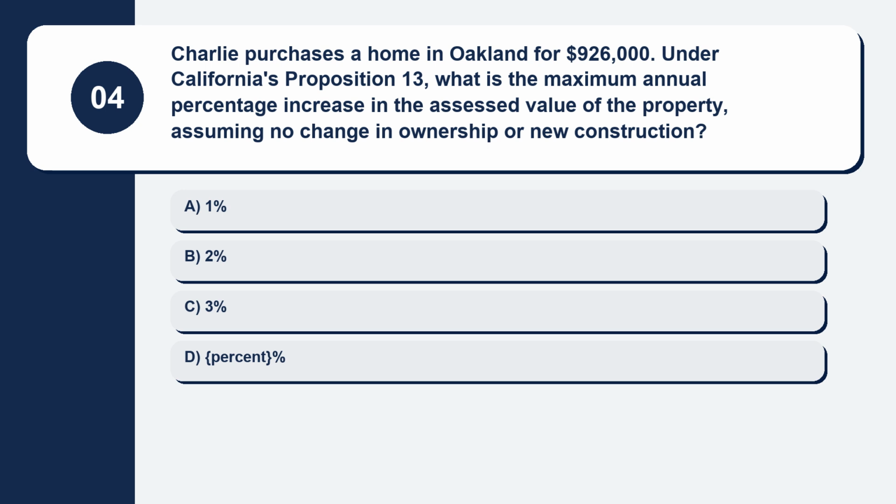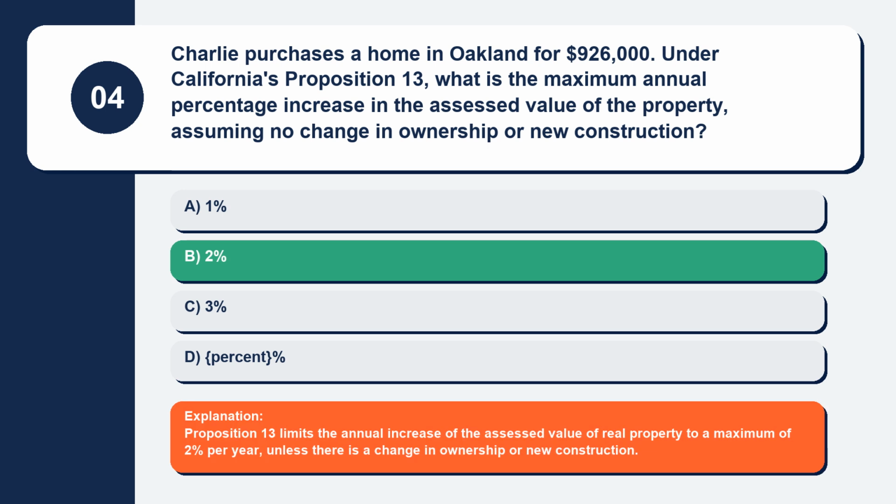Question 4. Charlie purchases a home in Oakland for $926,000. Under California's Proposition 13, what is the maximum annual percentage increase in the assessed value of the property, assuming no change in ownership or new construction? Here are your options. Option A, 1%. Option B, 2%. Option C, 3%. Option D, percent. The correct answer is option B, 2%.